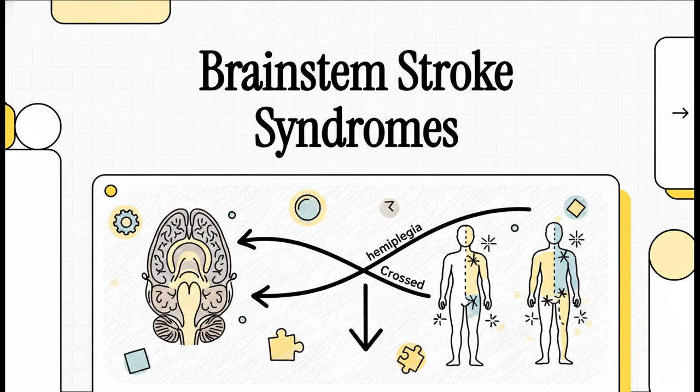All right, let's dive into one of the most critical and frankly high-yield topics in neurology, brainstem stroke syndromes. If you really want to master localization, this is where it's at. The key to unlocking all of this, the absolute hallmark we're going to keep coming back to, is a concept called crossed hemiplegia. It's our guiding star through this whole review.